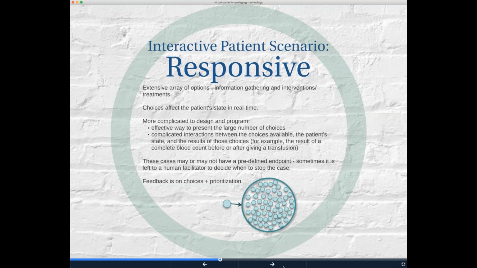The feedback in this case isn't just on the choices they've made in terms of information to gather and interventions to do, but also on their prioritization. And did they recognize critical issues and respond to them appropriately as a priority over other actions?